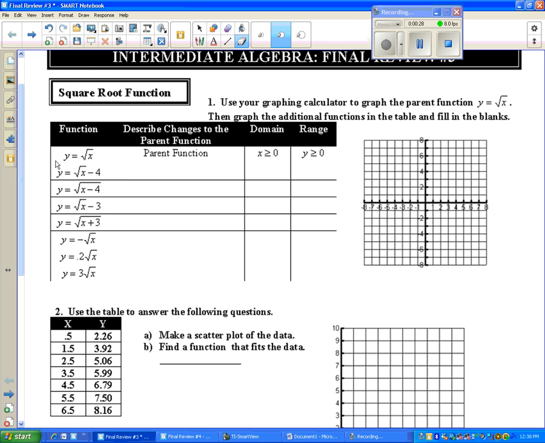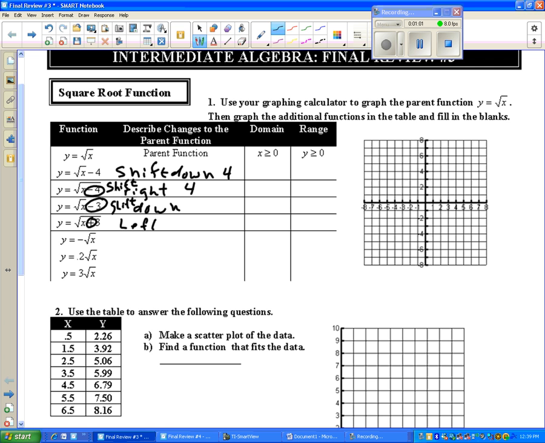This is a translation or a shift down 4. Inside does the opposite, so x - 4 tells me I go right 4. Outside tells me I'm going to go down. Now this is a shift or a translation. Shift. I'm going to go down 3, and this is the opposite, so I'm going to go left 3, and that is a shift.